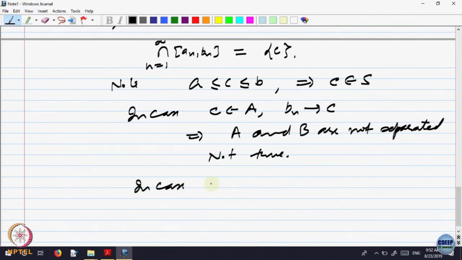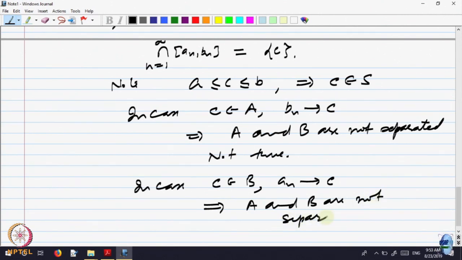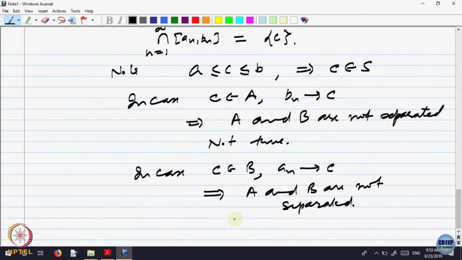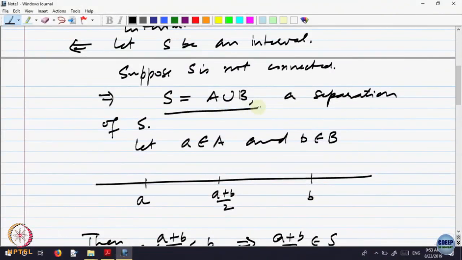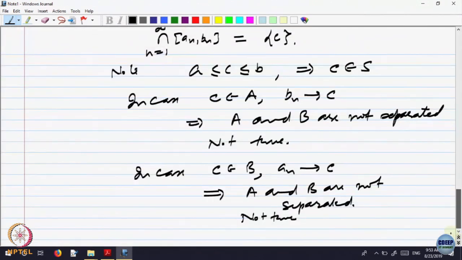So, another possibility is C belongs to B, same thing. Now, you go to the left end points, An converges to C implies A and B are not separated. So, not true. In either case you get a contradiction. So, what was our assumption? Our assumption was that S can be written as A union B, that a separation of S is possible, right? We have shown it is not possible, that means S is a connected set. Hence, S is connected.